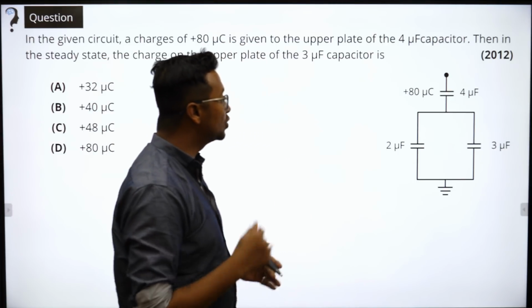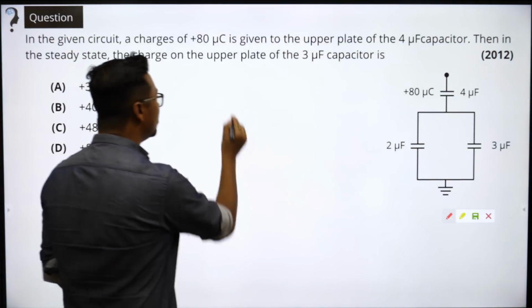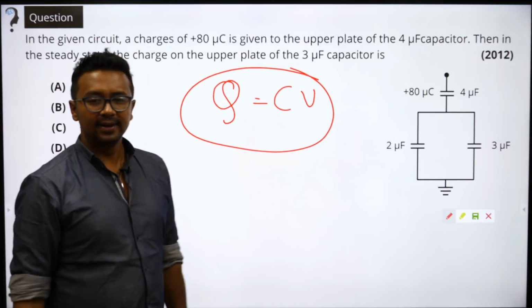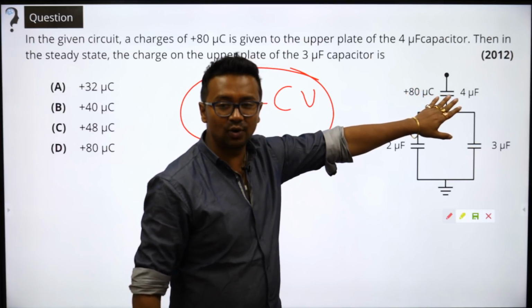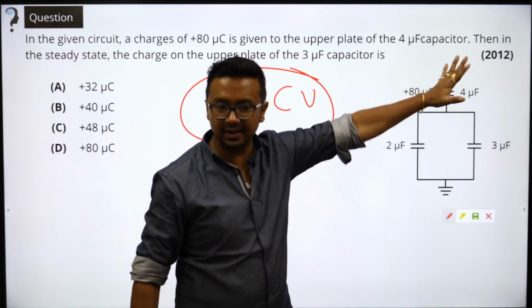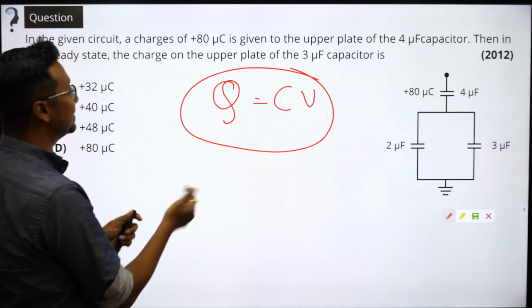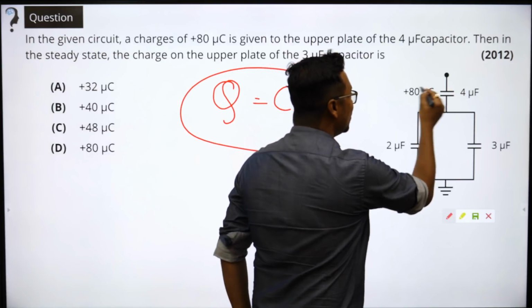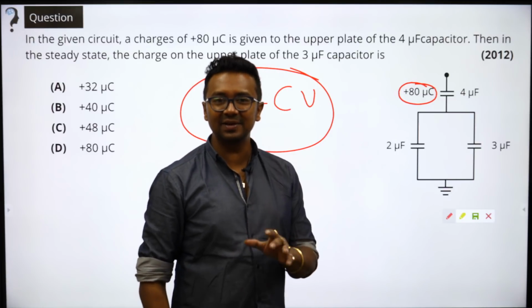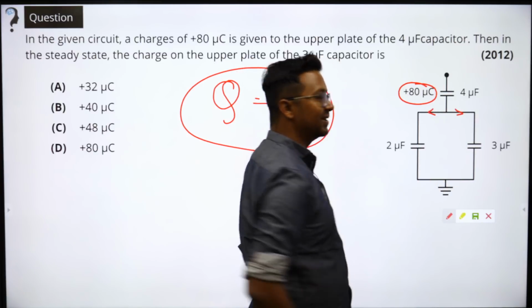All right, let us go ahead and look at this. For the capacitor you just need to know this: Q is equal to CV for now, that is the charge on the capacitor is equal to its capacitance into the potential difference between them. Clear? Now look at how we can solve this question without knowing much of the capacitor concepts. They have given 80 microcoulomb charge. This is going to get distributed out here.